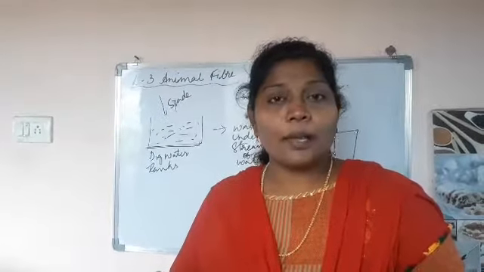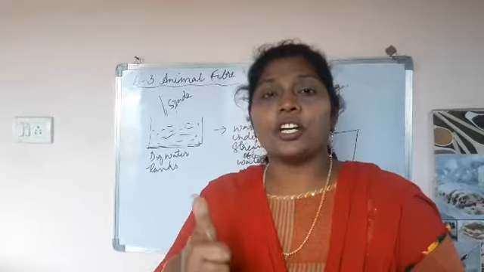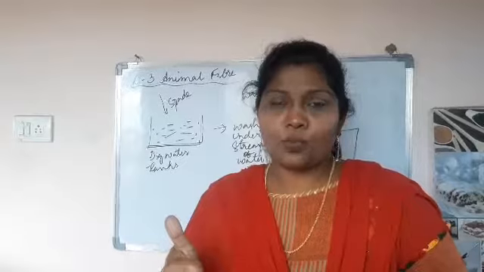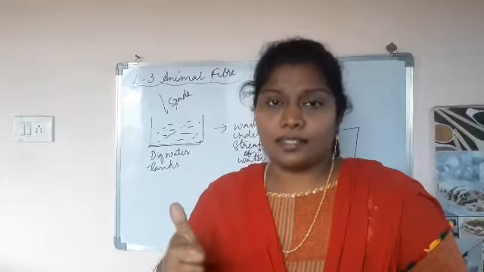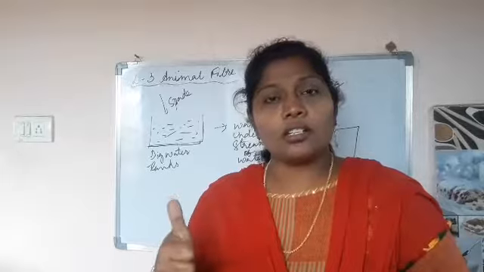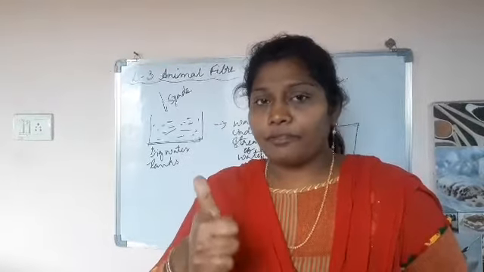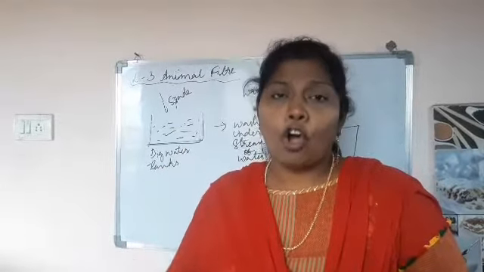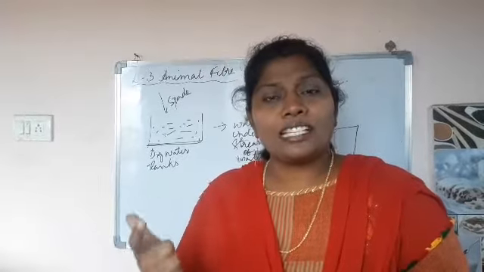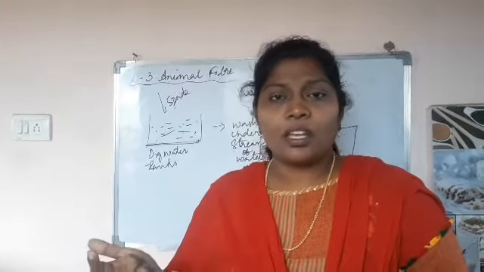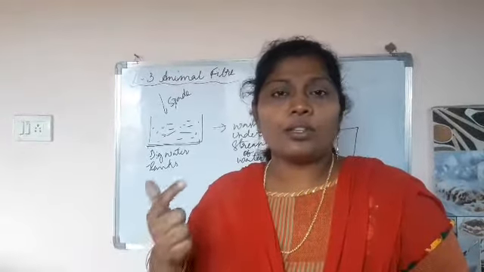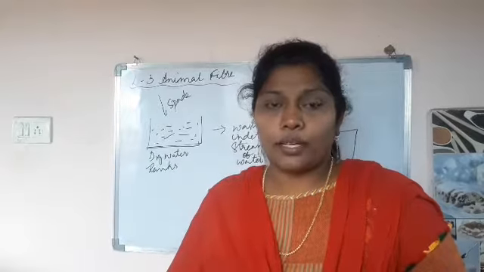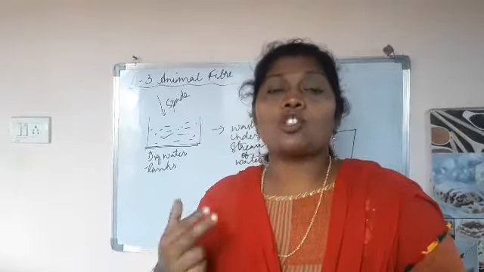So what are the 3 steps? First one, shearing. Shearing means removing the hair of the animals by using razors, or the shears. Shears are nothing but razors. So that is the first step. In the second step, we thoroughly wash to remove the dust or dirt which is present in the hair. That step is called scouring. And the third step is called sorting.